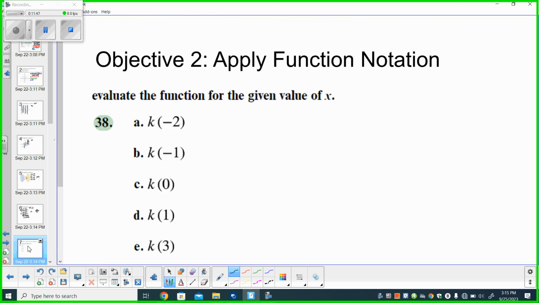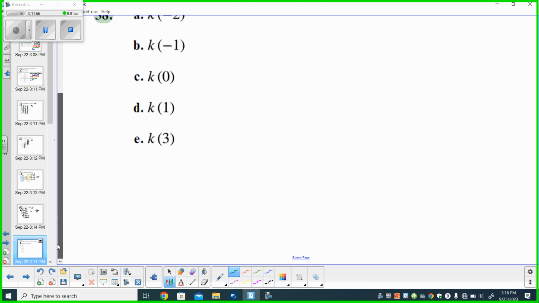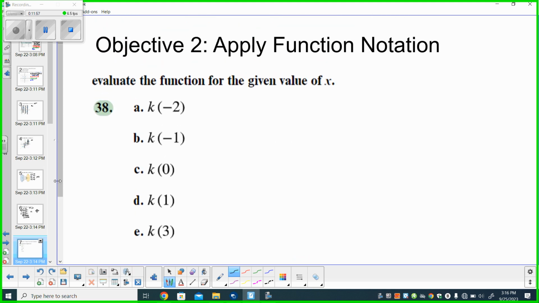All right, the second objective, we're going to apply function notation. So evaluate the function for the given value of x. Okay, I forgot to copy the functions. Let me go to number 38 real quick.